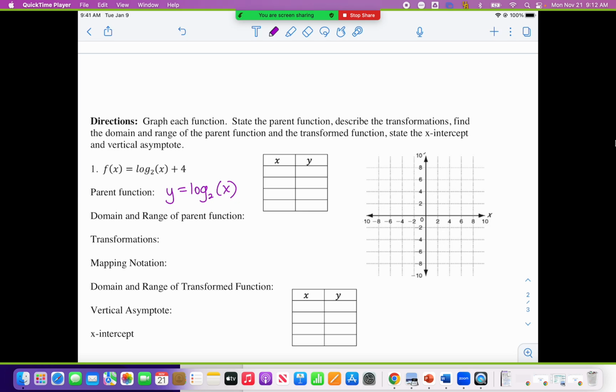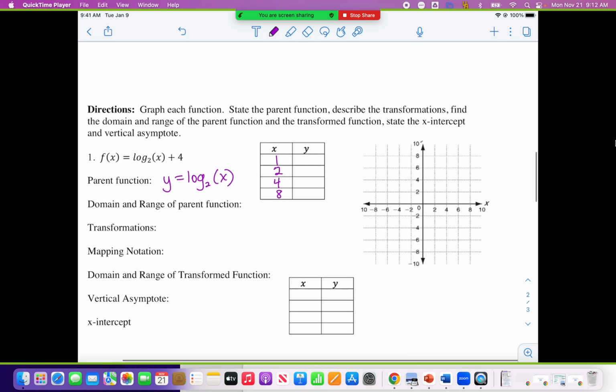We're going to put what 2 to the 0 is. 2 to the 0 is 1. 2 to the 1 is 2, and then 2 to the 2 is 4. 2 to the 3 is 8. So we're putting all the powers of 2 starting with 2 to the 0.